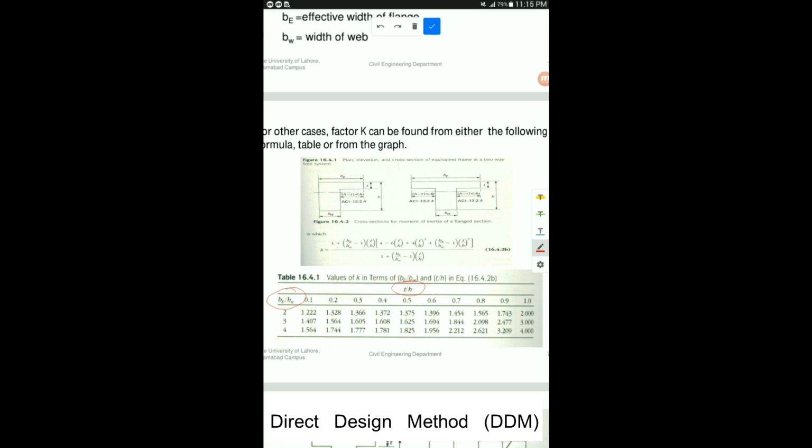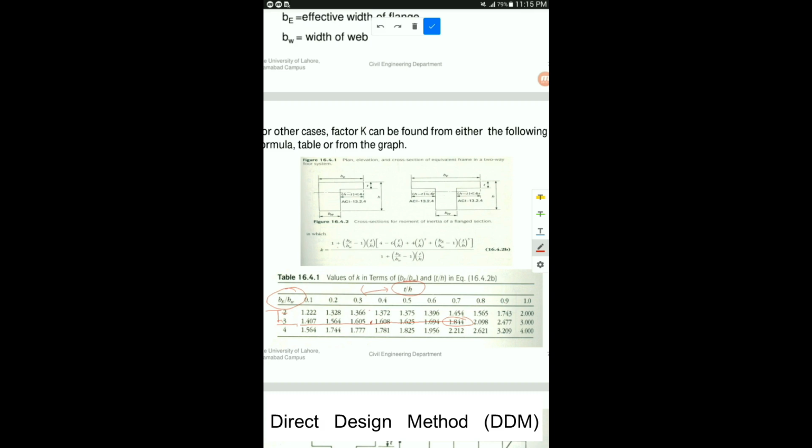For example, your BE over BW is 3. I'm just going to make it 3. And your T over H is like 0.7, so you're going to go in this direction. And if your T over H is 0.7, this is your value of K. So maybe you have to do interpolation in between 2 and 3 sometimes here, and sometimes an interpolation between 0.3 and 0.4. Maybe your value is 0.35, so you have a value somewhere lying in between there. So you have to do interpolation simultaneously in the horizontal and vertical direction for this method.